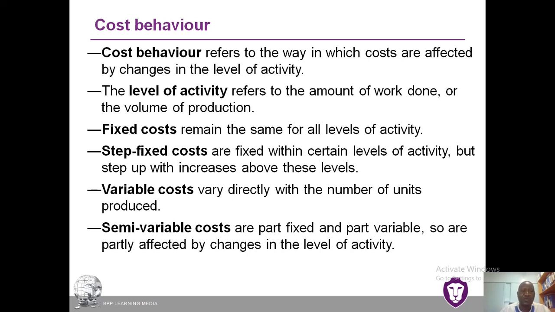Some costs do change when you change the output levels. Other costs remain the same. That is, of course, in the short run. Other costs remain the same even when you change the activity level. Activity level refers to the amount of work done or volume of production that is done in a particular period. That's the activity level. So amongst the cost behavior, we have fixed costs, variable cost, step fixed cost, and the semi-variable costs.